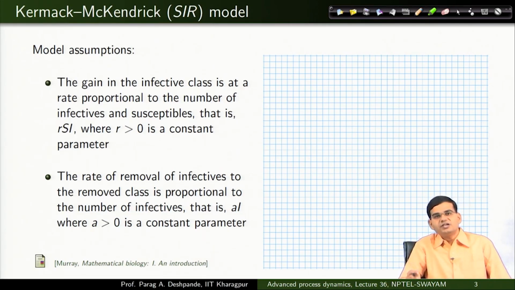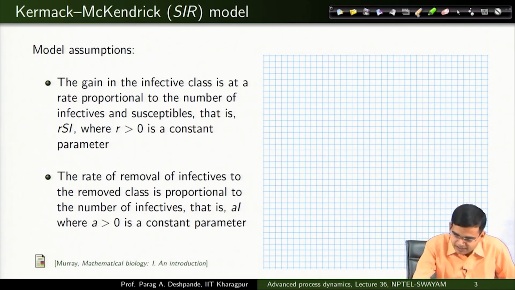Now, what about the number of infectives? If there are more infected persons, they would spread more disease, and therefore the rate of change of infectives would depend upon the number of infectives itself. So, the gain in the infective class is at a rate proportional to the number of infectives and susceptibles both, which means we will have dI/dt equal to R S I, where R is a constant.